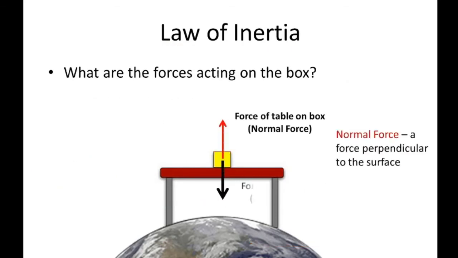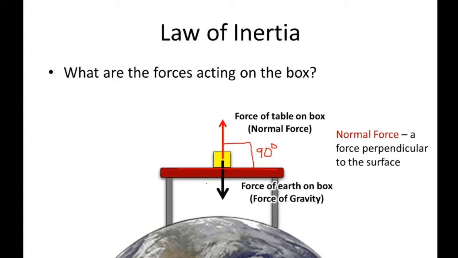To rewrite that, we have here the force of the table on the box, which is called the normal force. What is a normal force? A normal force is a force perpendicular to the surface. So if this is your surface, this surface is exerting a force perpendicular to the surface, that is, at 90 degrees to the surface. And then we have here the force of gravity that is pulling the box downward.